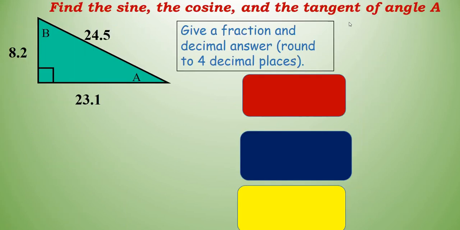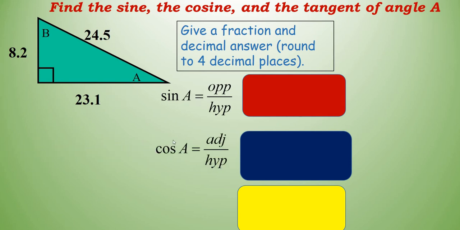Find the sine, cosine, and tan of the angle E. If we have angle E, let's find sine of angle E. Sine equals opposite over hypotenuse, which means 8.2 over 24.5. Cosine means adjacent over hypotenuse. And tan equals opposite over adjacent.